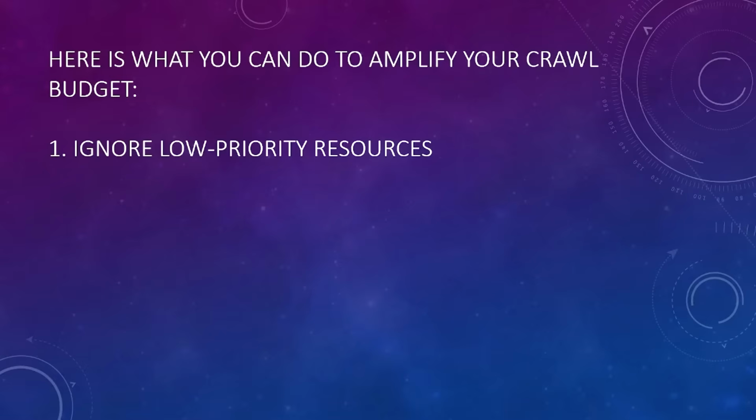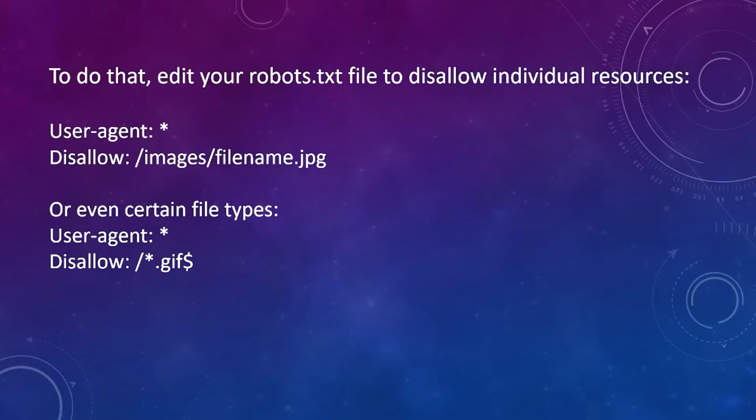One is ignore low priority resources. Now, it's common to use GIFs, memes, videos to kind of liven up your pages. These resources are meant for entertaining your users, but they may not actually matter to search engines. Now, the good news is that you can ask Google to ignore these resources and go crawl somewhere else. To do that, edit your robots.txt file to disallow individual resources.